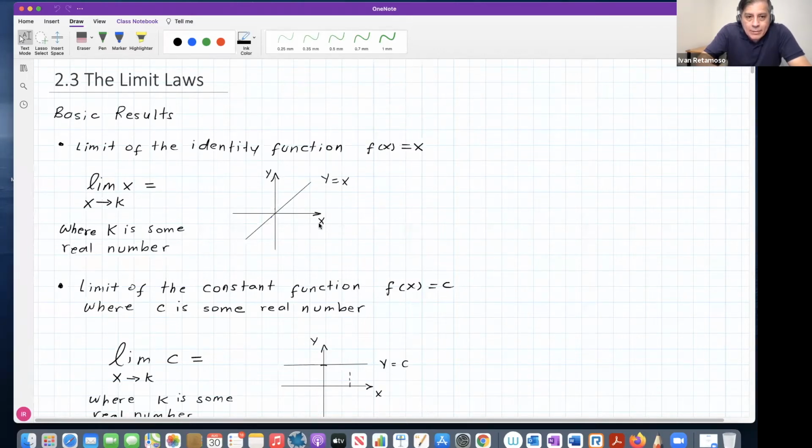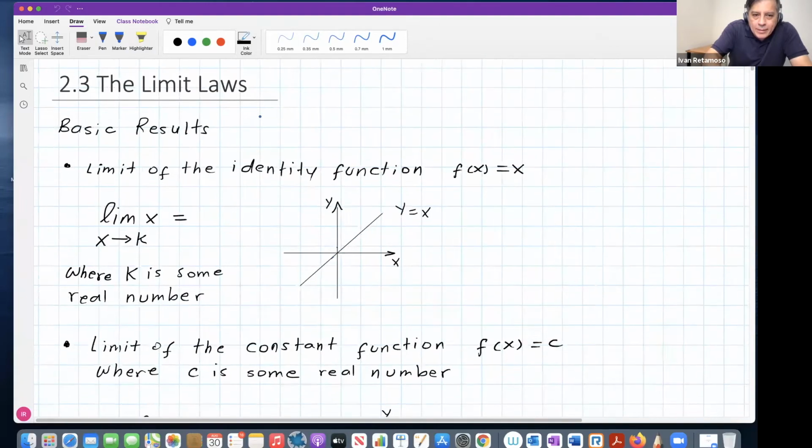Let's start with this one first. The limit of the function x as x approaches k. You know that when you graph the identity function y equals x, or f of x equals x, you get this diagonal line, right? 1 gets paired with 1, 2 with 2, -1 with -1, -2 with -2, a diagonal line. But now, since we're doing calculus, we're going to figure out what the limit of this identity function should be as x approaches some real number k.